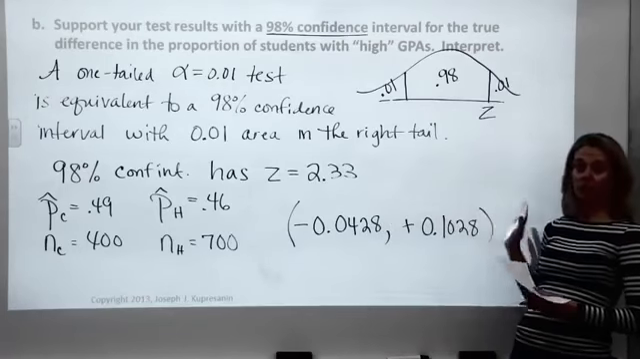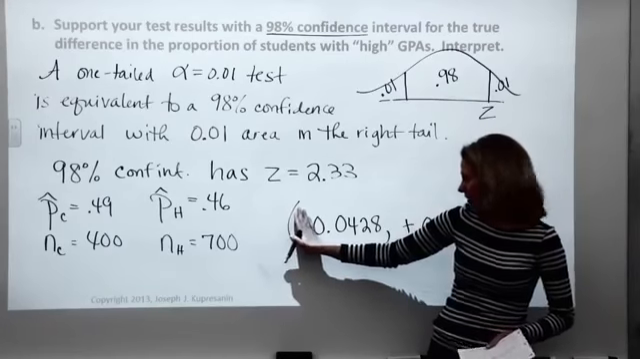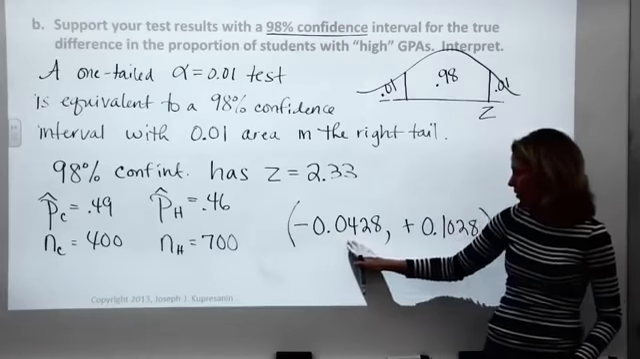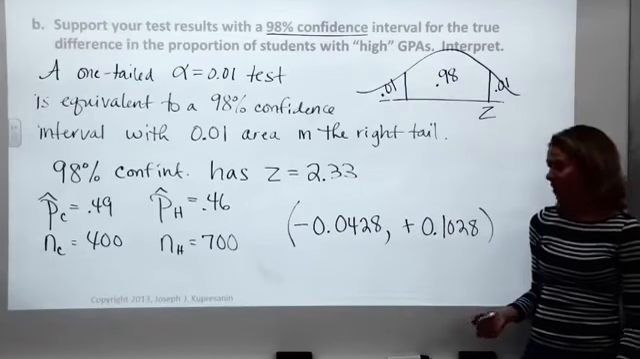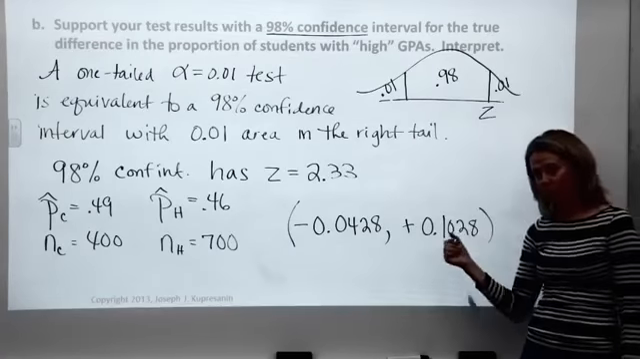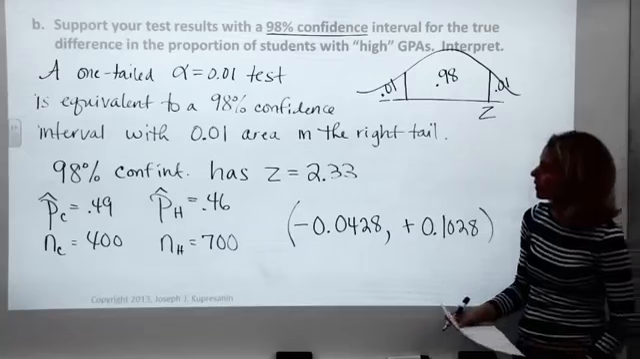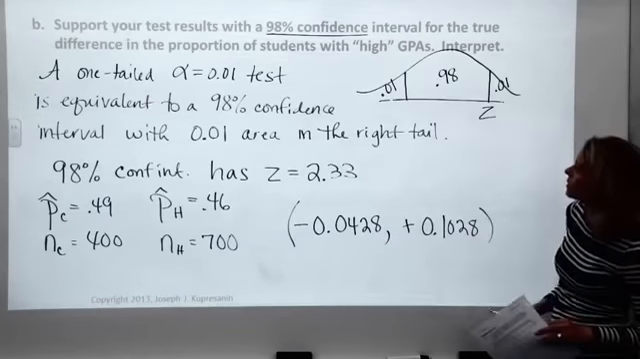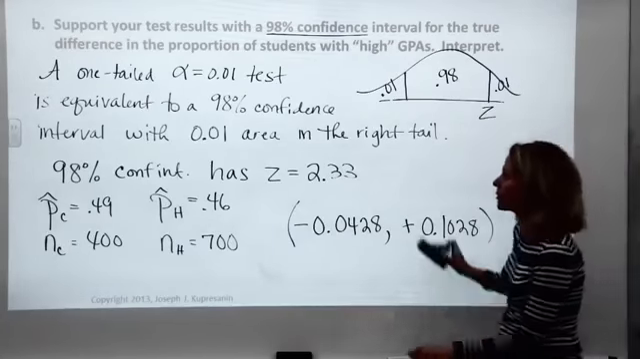Had the entire interval been positive, if I cover up that negative for just a second, if that interval had gone from a difference of positive 0.04 to positive 0.10, then we would have found evidence. But whatever you found with your hypothesis test should agree with what you find with your confidence interval here. Okay, so I'm just going to erase a little bit and write up a sentence interpreting what we found here, and then we'll be done with this one.